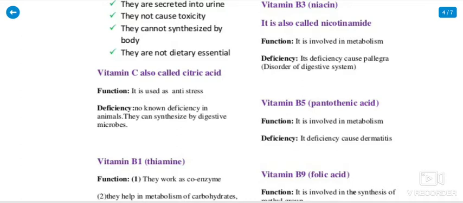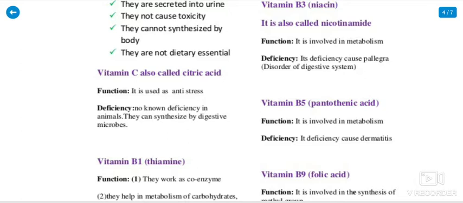Vitamin C is also called citric acid, as I told in the previous slide. Its function is that it is used as an anti-stress. It will calm you down. So the function of this vitamin C is anti-stress. When you have stress, it will be reduced by vitamin C.